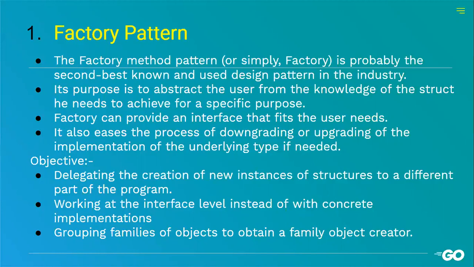So factory can provide an interface that fits the user's need. As I told, that interface will hold all the mechanism that the instance of the structure can do, and the user will easily use that. It also eases the process of downgrading or upgrading the implementation of the underlying type if needed. And what it means is, if we have this factory pattern in our code or in our development phase, we can easily downgrade any type of functionality.